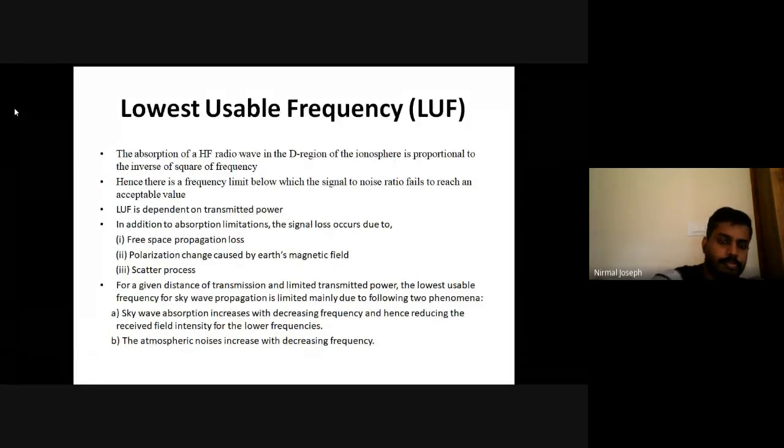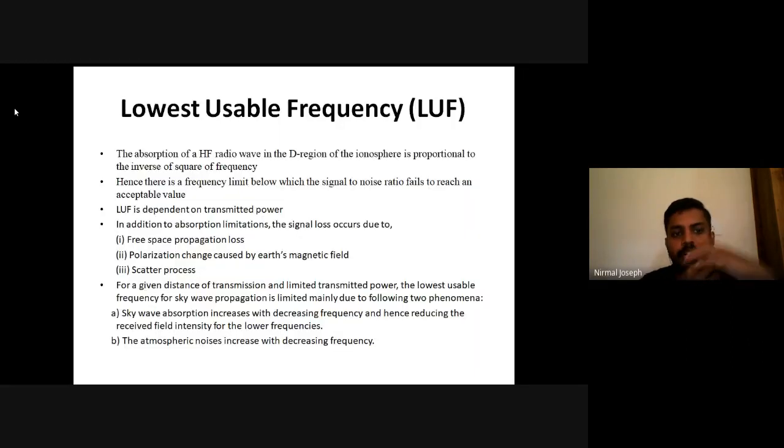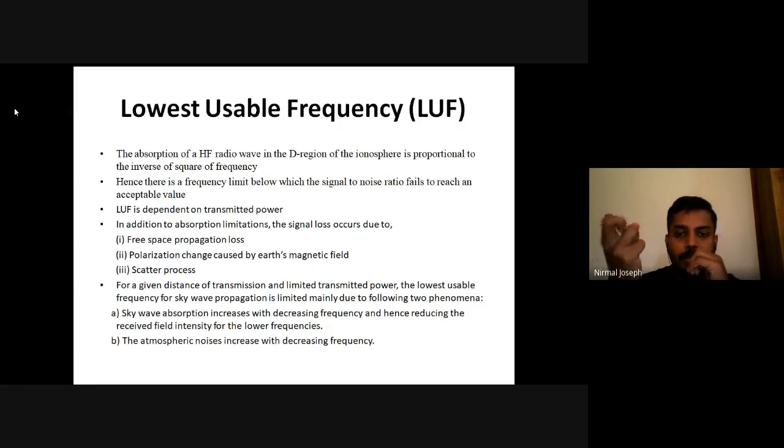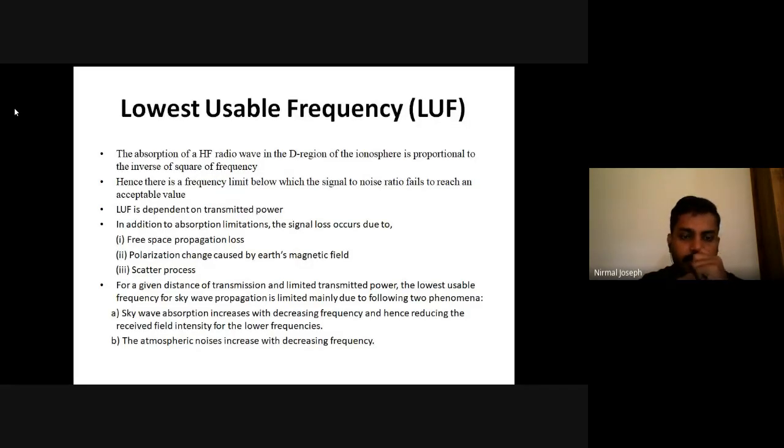So the lowest usable frequency, or LUF. We already know what is the maximum usable frequency and what is the critical frequency. The absorption of a high frequency radio wave in the D region of the ionosphere is proportional to the inverse of the square of frequency. As you all know, the ionosphere is absorbing some frequencies, and that is more prominent in lower frequencies.